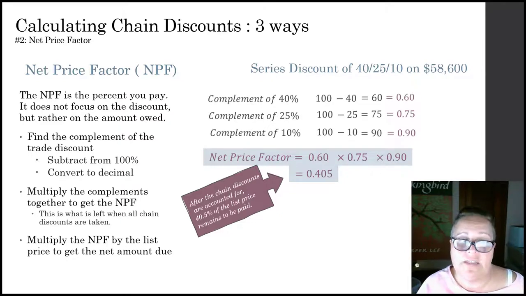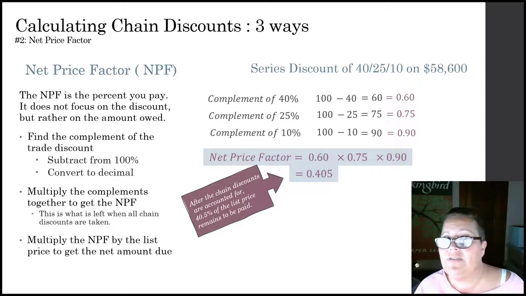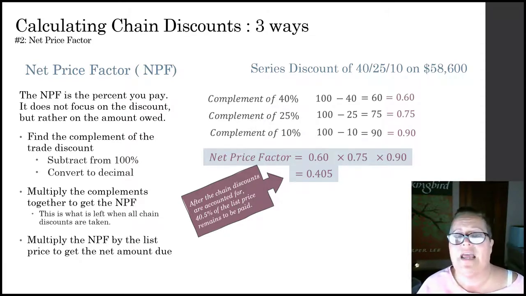40.5% of the list price remains to be paid. Notice, if I had just added up all the discounts, I would have had 75. 40 plus 25 plus 10 is 75. And if those 75 stacked, I would have only had 25% left to pay. But this is not the way series discounts work. They do not stack. I have to find their complements and multiply them together.